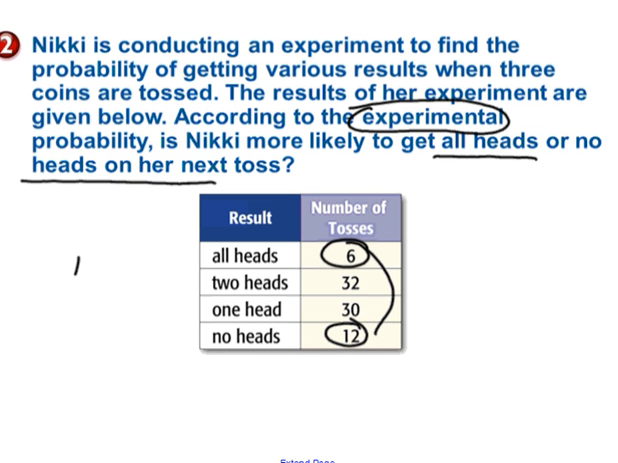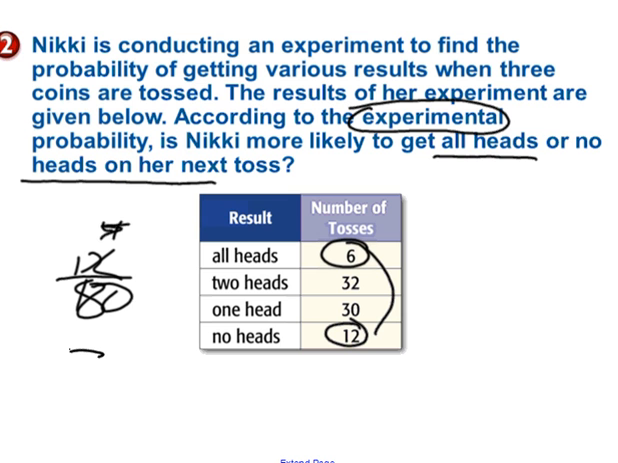So she got 12 out of, let's add this up, 12 plus 32 would be 42, that would be 74, that would be 80. So she got no heads 12 out of 80 times. In other words, they were all tails. 12 out of 80 can be reduced. Let me think. 4 can go in there.